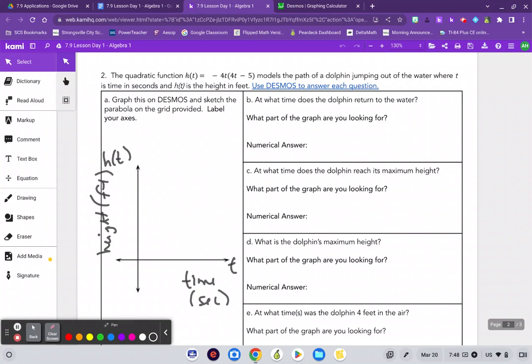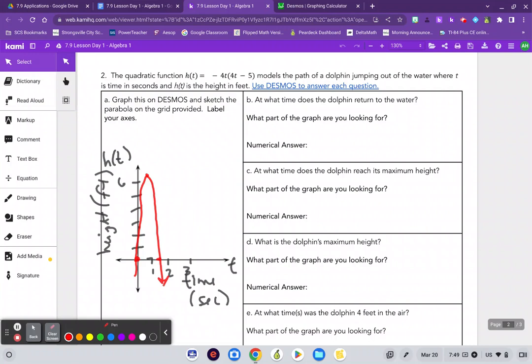And let's get a little sketch going here. So we've got 1, 2, 3, and we've got 1, 2, 3, 4, 5, 6. And we said we have a point at 0, 0, a point at about 1.25, and a vertex in between those. Something like this. Okay.